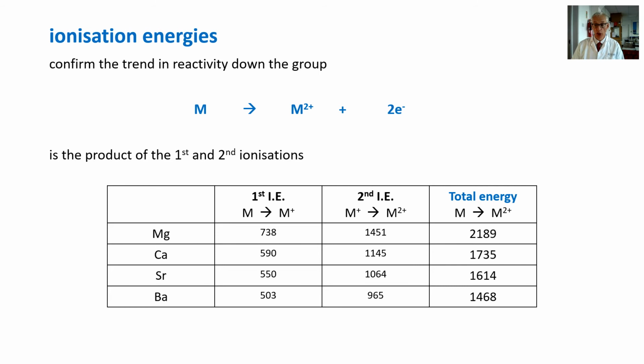If I reveal the totals, you will see that to form a 2+ ion from the gaseous atom for magnesium requires 2,189, these energies are in kilojoules per mole. But for barium at the bottom of the group, only requires 1,468. There's clearly a trend going down the group of decreasing total energy needed to form the 2+ ion. In other words, increase in reactivity.